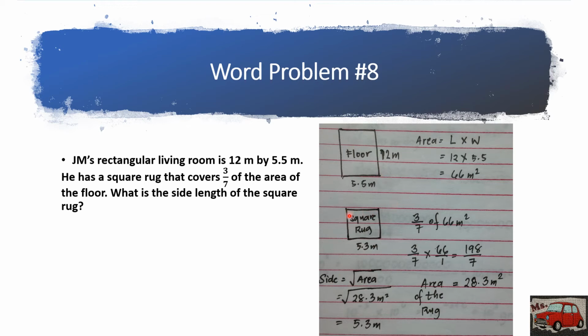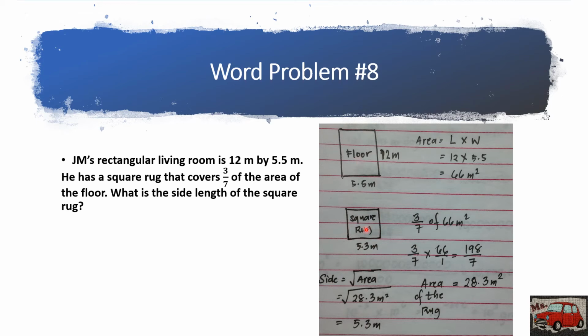Now, meron daw siyang square rug, and yung rug na to, ang nako-cover sa floor is 3/7. Okay? So, you need to get the 3/7 of that area. So, we need to multiply that. And the answer is 198/7 if you divide that. So, the area is 28.3 meters squared. So, ito yung area ng square rug na nandun sa living room or floor ni JM.